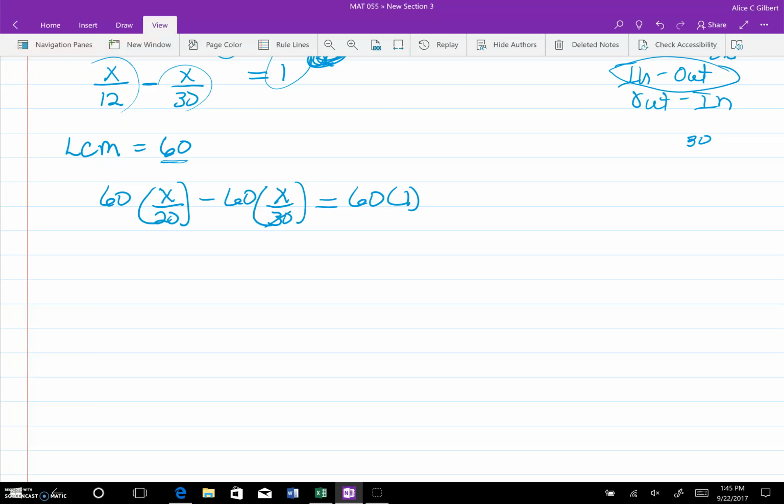So now I can cross cancel these. 30 goes into itself once and into 60 twice. Excuse me, not 20, I don't know where I got that from. Always watch to write the problem correctly. Okay, 12 goes into itself once and into 60 five times. So now I have 5x minus 2x equals 60.